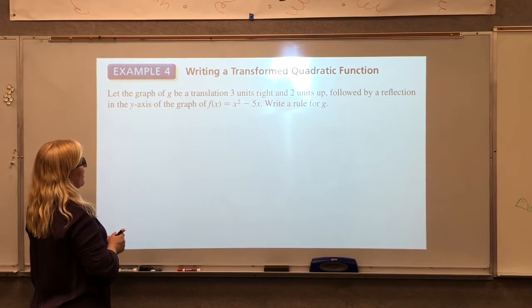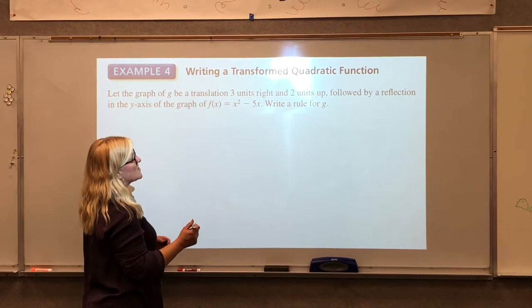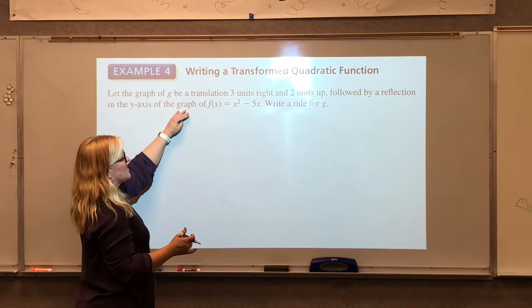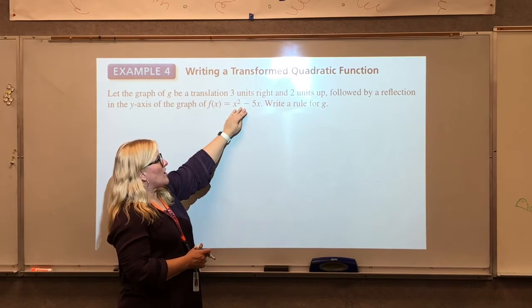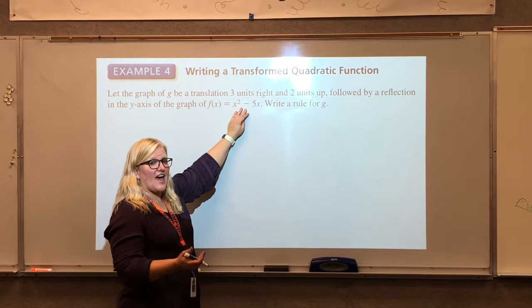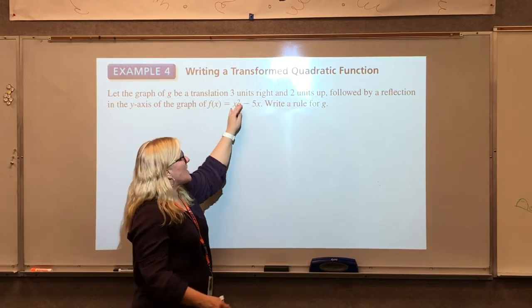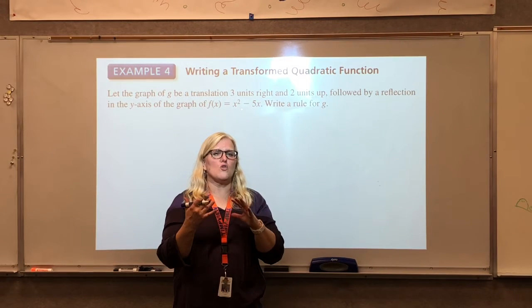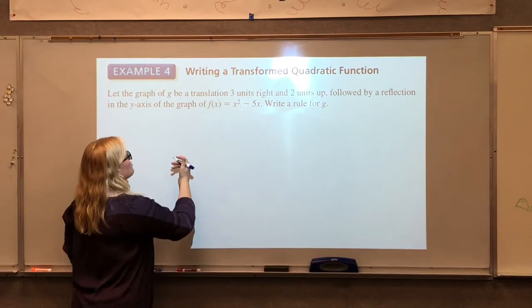All right, so let the graph of g be a translation 3 units right and 2 units up, followed by a reflection in the y-axis of this graph. So we have x squared minus 5x. We don't just have x squared anymore. We've got something a little bit more involved. So the first thing I'm going to do is show you how to move it horizontally.